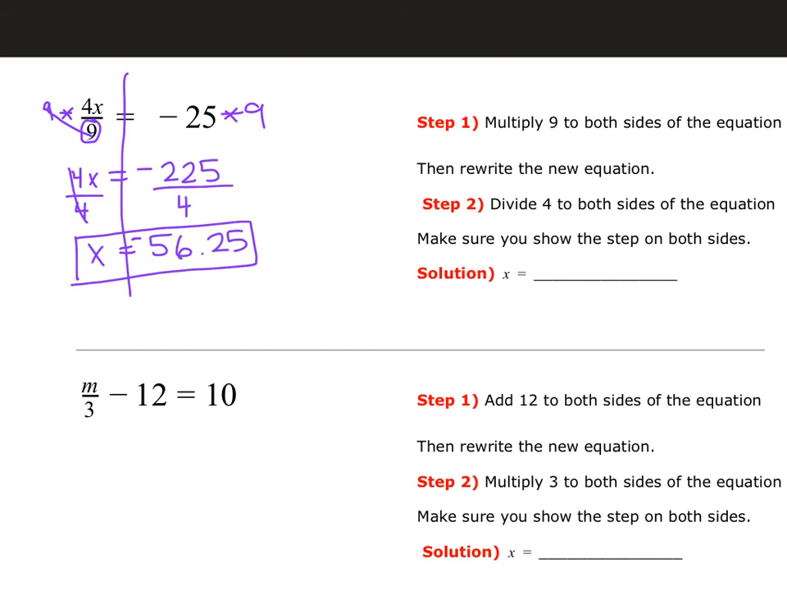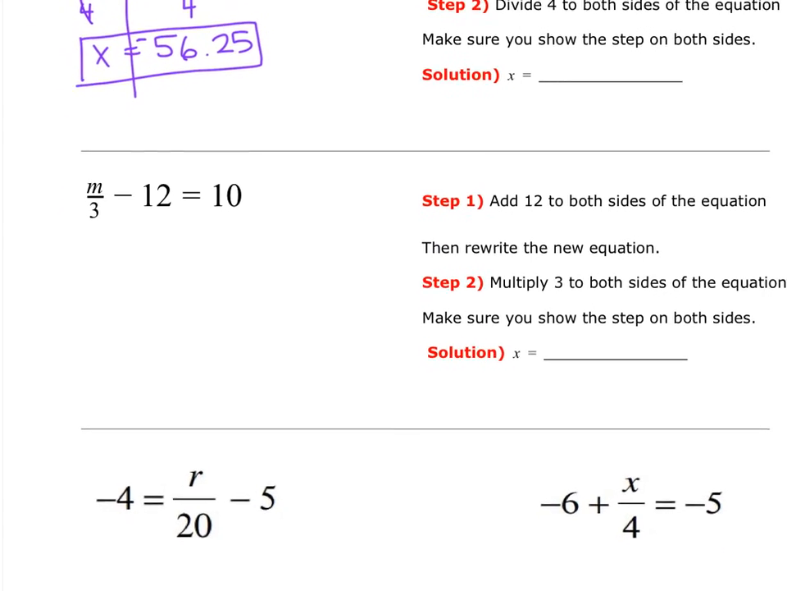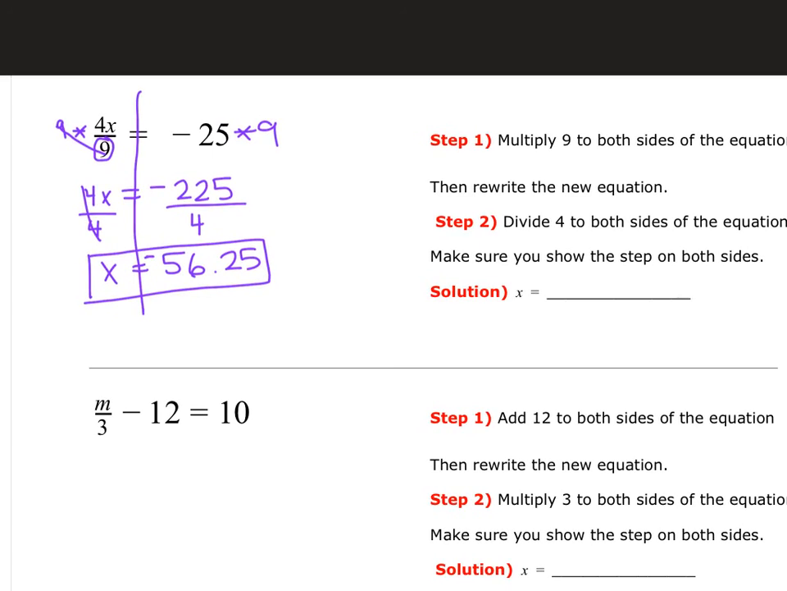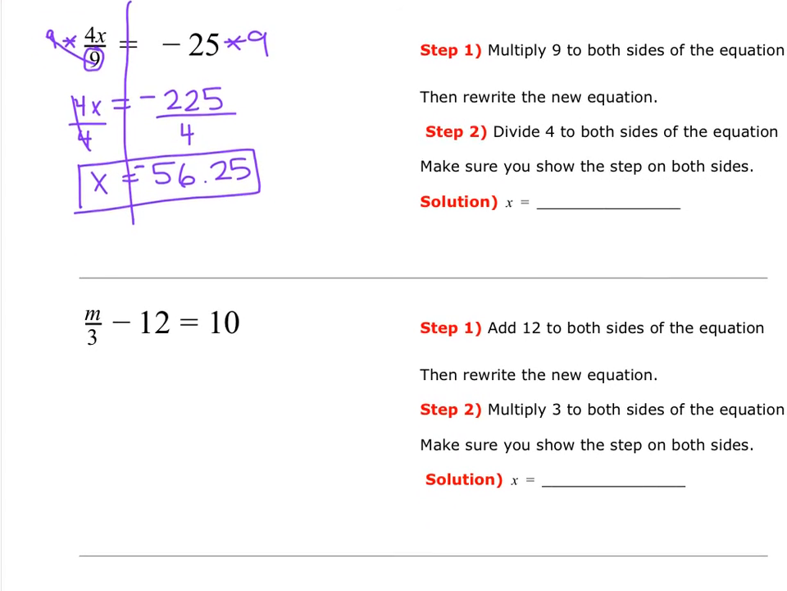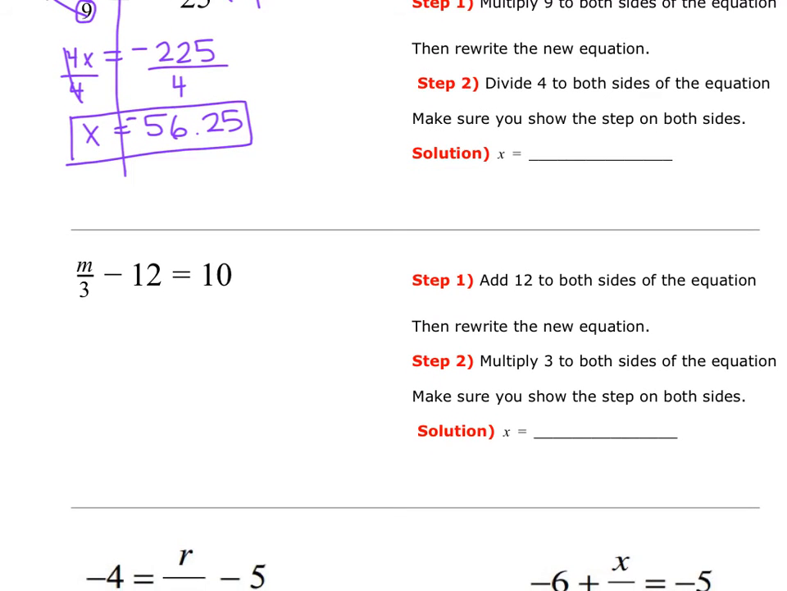Okay, moving along. Another one, but now, unlike before, the fraction was all together. Now we have a fraction, and then we have a constant separate from that fraction. Let's see how this one works. Okay, now draw my line, looking at the side that has the variable, m divided by 3 minus 12. Well, the 3 is directly with the variable, so that means the -12 has got to go first.